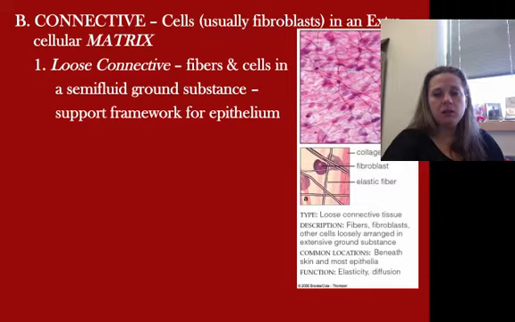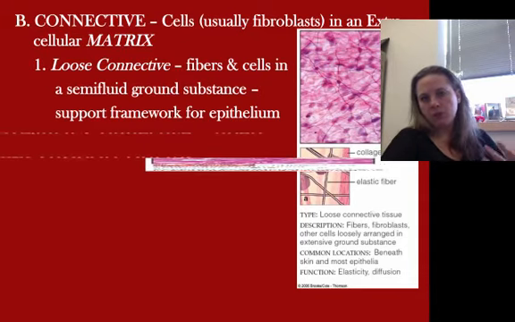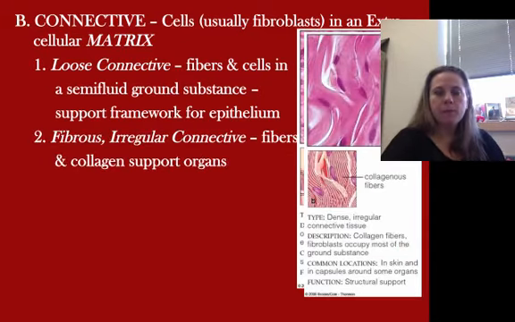These are there to hold and be a connector. The tissues that hold our organs in place are often connective tissues that keep things where they should be, but allow enough movement for them to move around a little bit. We have fibrous or irregular connective tissue. The fibers and the collagens are what support our organs. These again do not have a real formal appearance. They don't seem to be very organized.